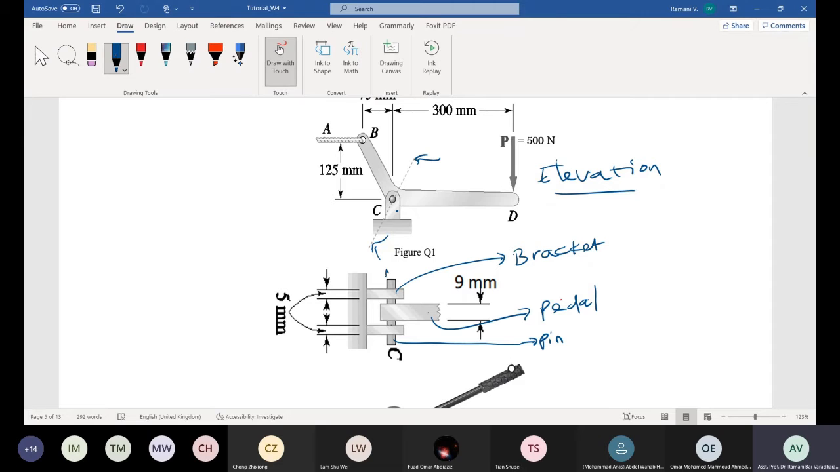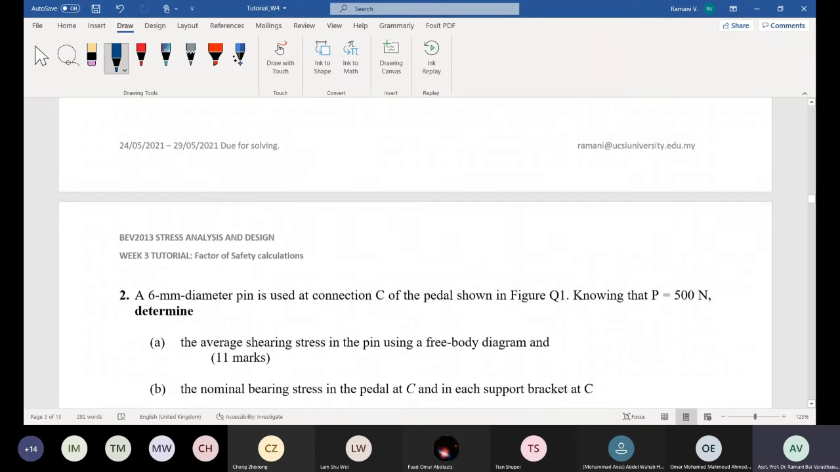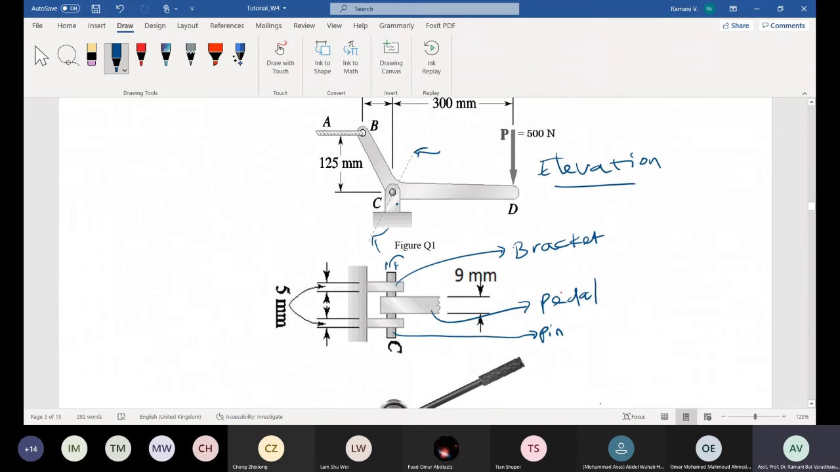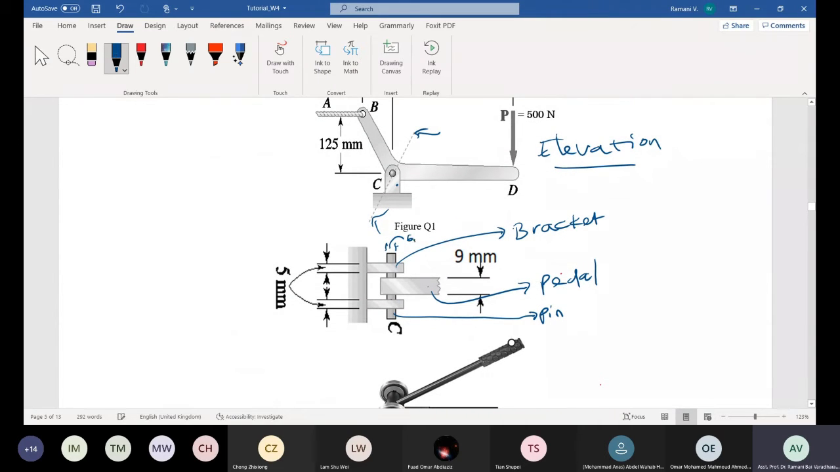If you plot the diameter, this is the pin. The pin diameter is given, which is how much? 6 mm, I think. The diameter is given as 6 mm, right? And then when the diameter is given, automatically it is a circular pin, which is holding this bracket. The bracket has a depth of 5 and the width of the pin is already 6.